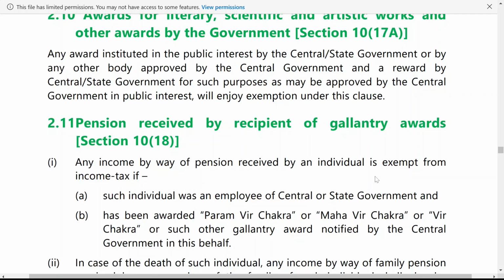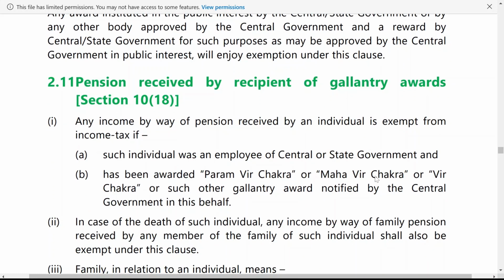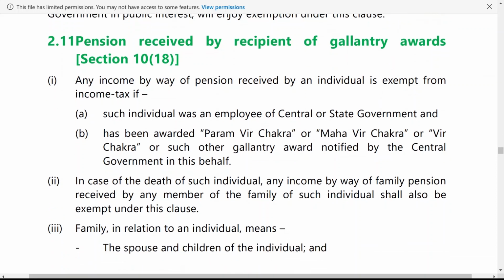Pension received by a recipient of a gallantry award, section 10 subsection 18. If any individual receives any award as an individual, it is exempt from tax if it is a gallantry award, like where such an individual was an employee of the central government or state government and has been awarded the Param Vir Chakra, Maha Vir Chakra, Vir Chakra, or other such gallantry award notified by the central government in this behalf, the income is totally exempt.